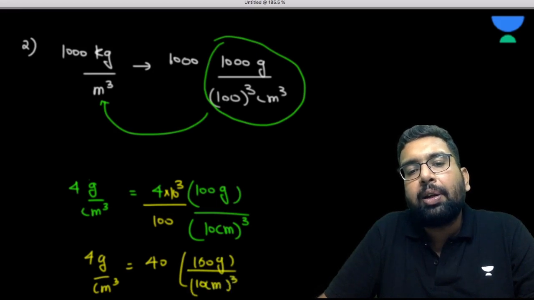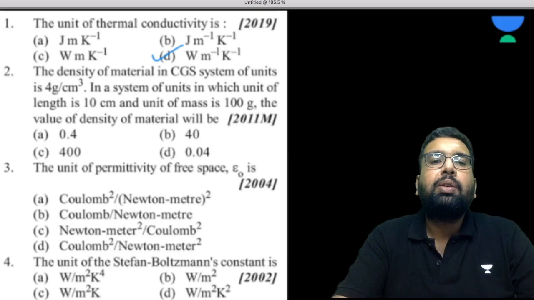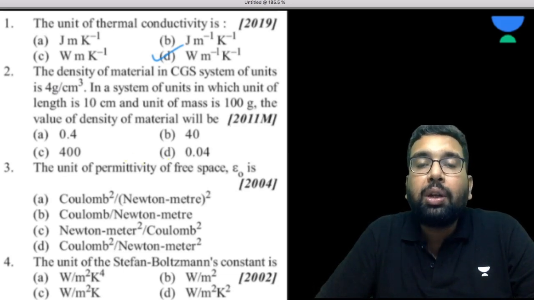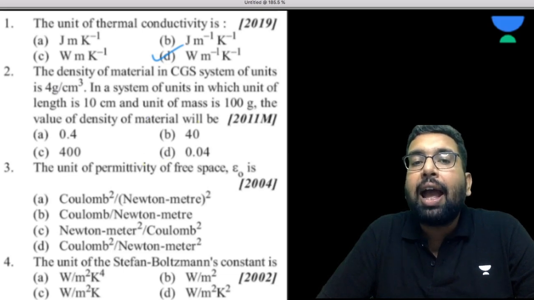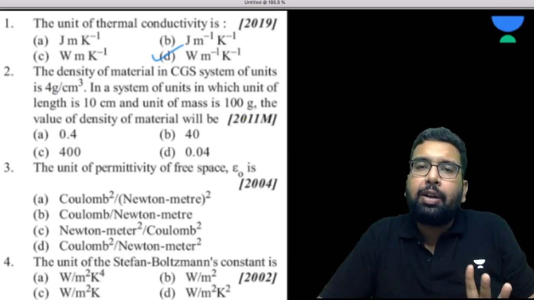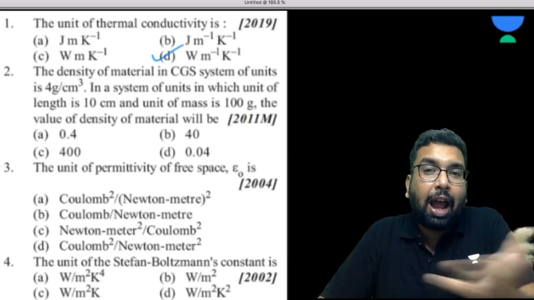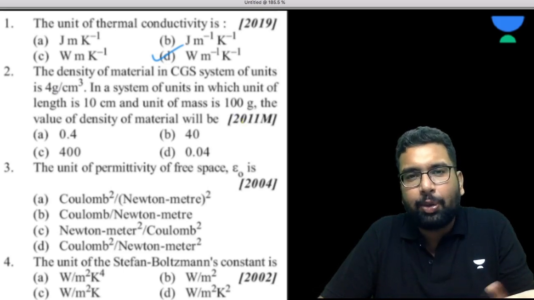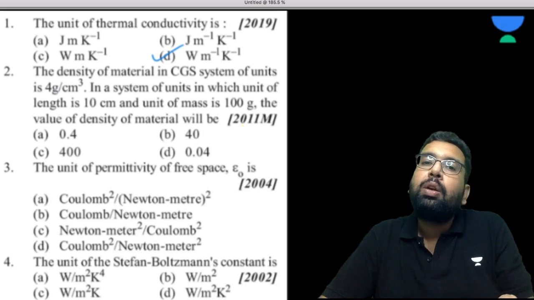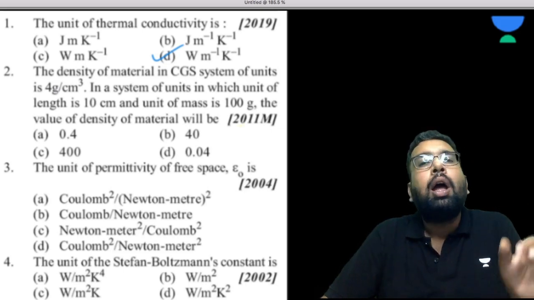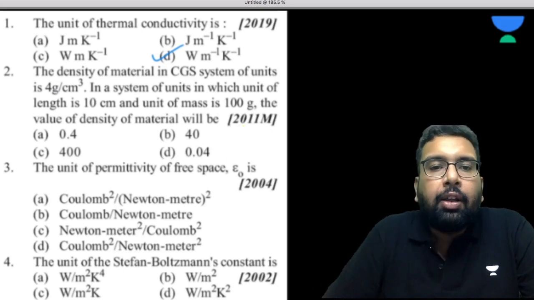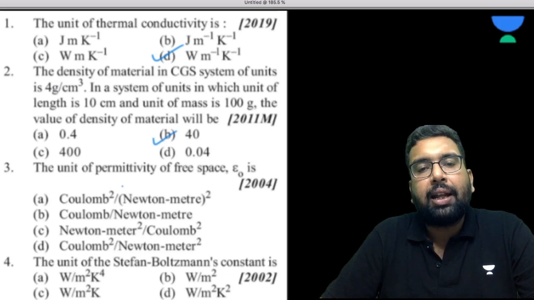So now what is going to be the answer to this question? If 4 gram per centimeter cube is represented in the unit of 10 centimeter length and unit of mass 100 gram, that means 10 centimeter is one standard unit. You can name it anything, you can name it Rahul, no matter. So 10 centimeter and 100 gram: one standard unit of length is now 10 centimeter and one standard unit of mass is 100 grams. So what we are getting is this 40.